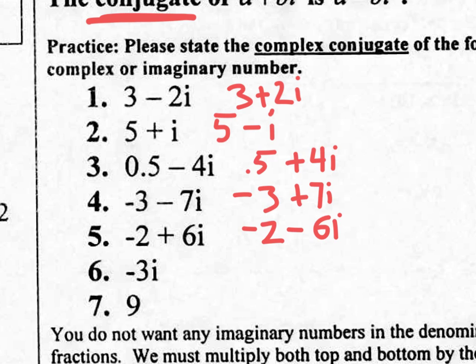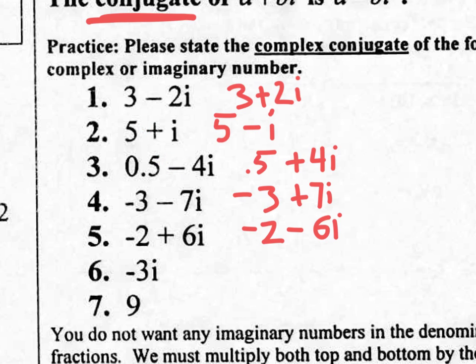So I hope you took the time to do that, and now you could see right here the actual conjugate. Notice that the real part, the 3 is still a 3, the 5 is still a 5, the 0.5 is still 0.5. Nothing changes except the sign of the imaginary part. The negative 2i became positive 2i. The plus i became minus i. The minus 4i became plus 4i.